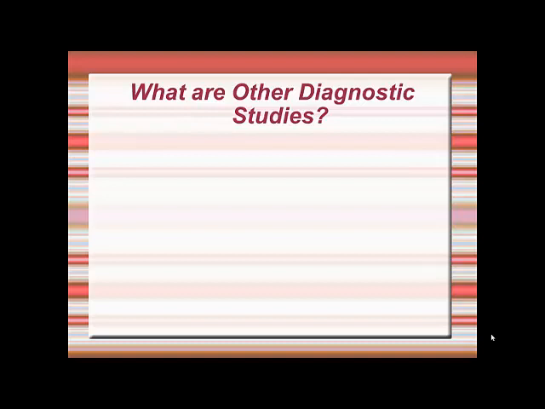So we talked about the cardiac cath. So what other diagnostic studies might be used in this? Well, a chest x-ray is always good to know. It tells us if the heart is positioned in the right location. It does give us some good idea of what we're getting into.